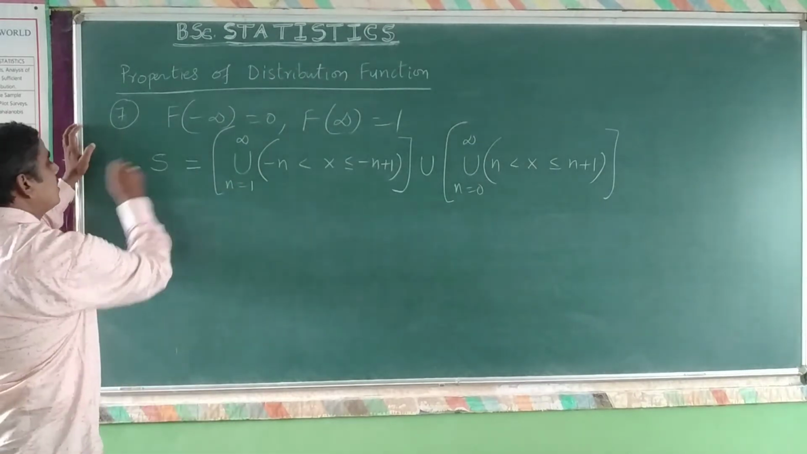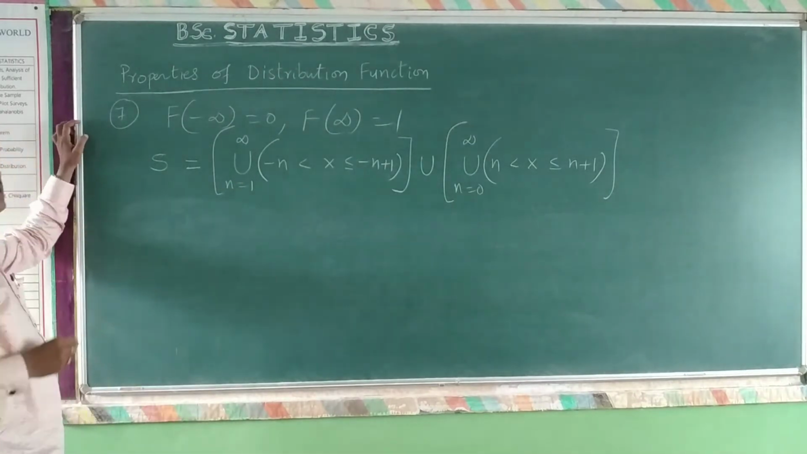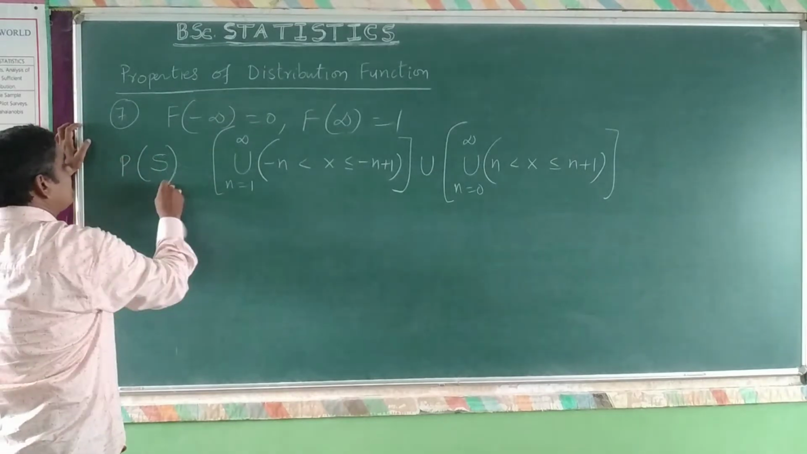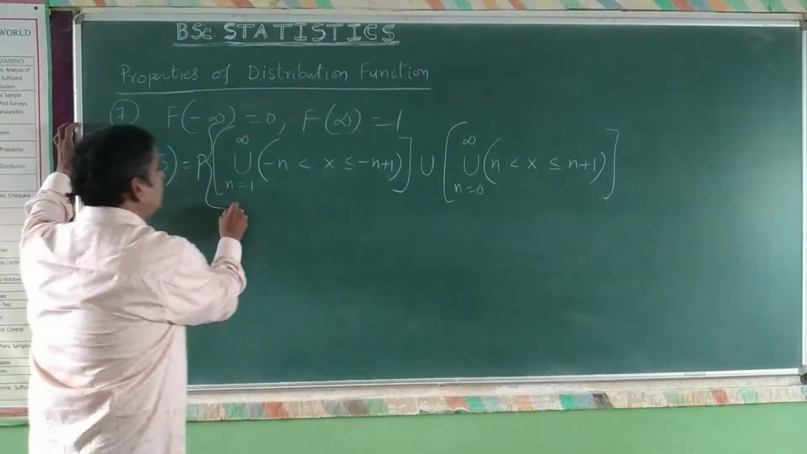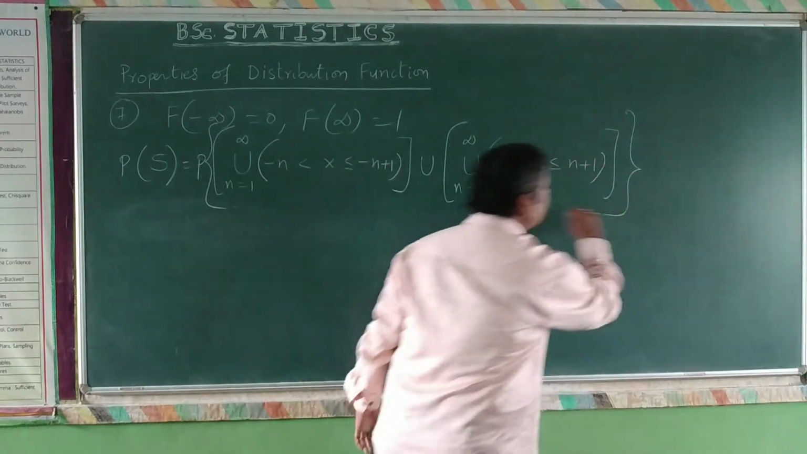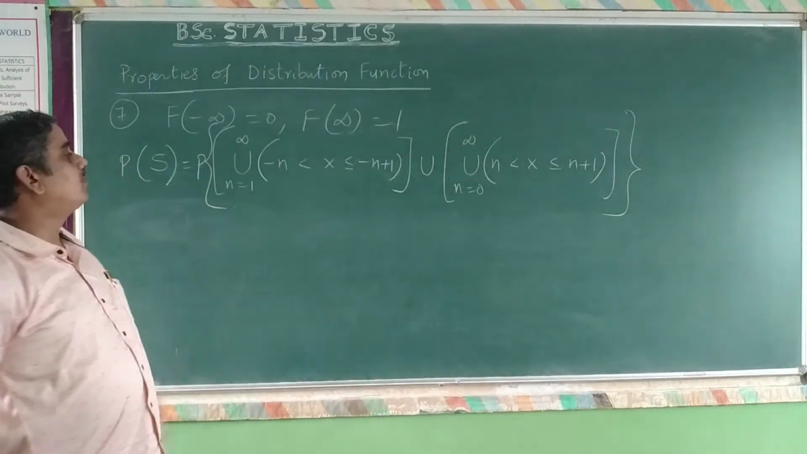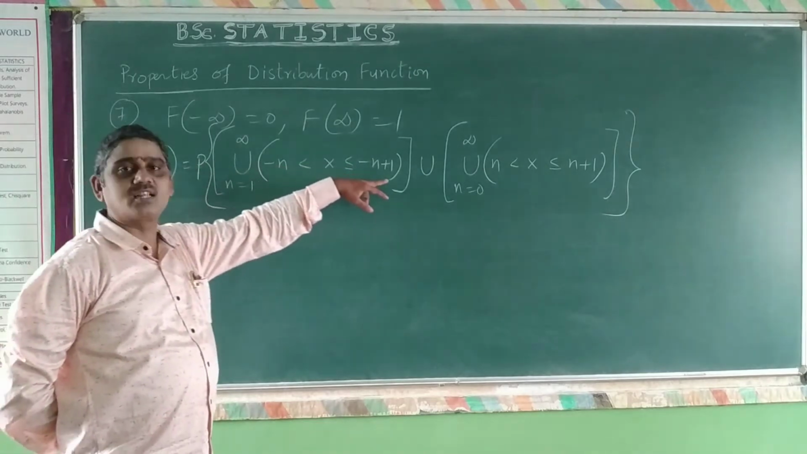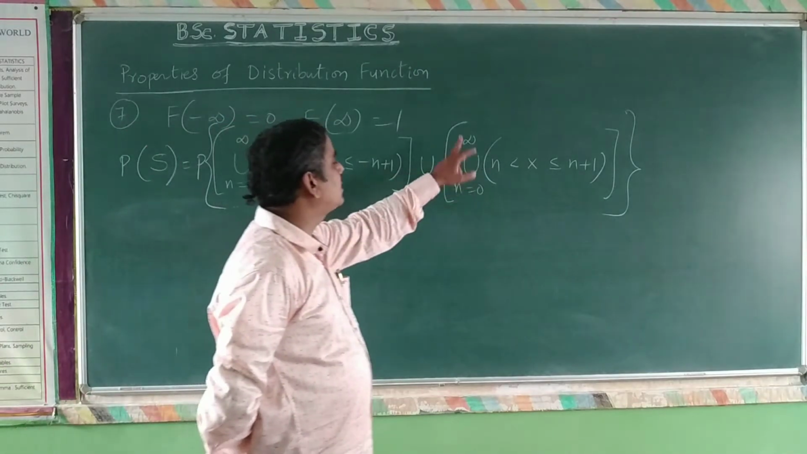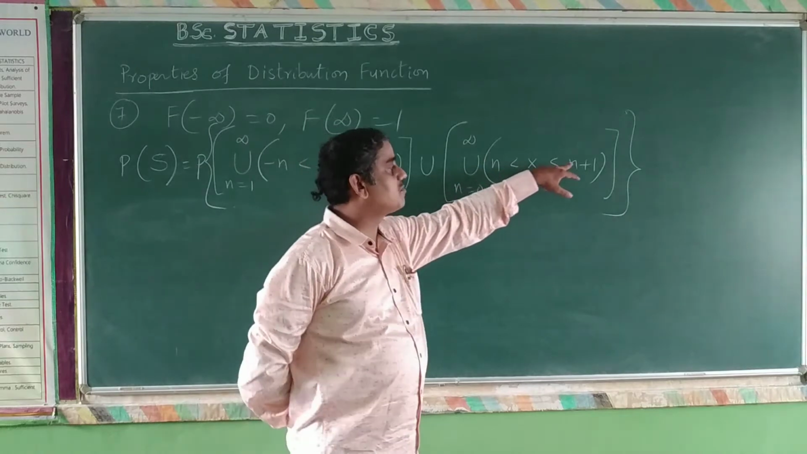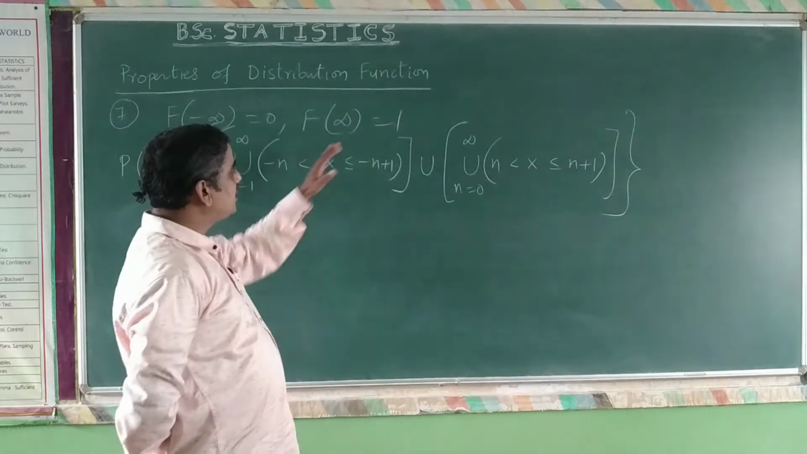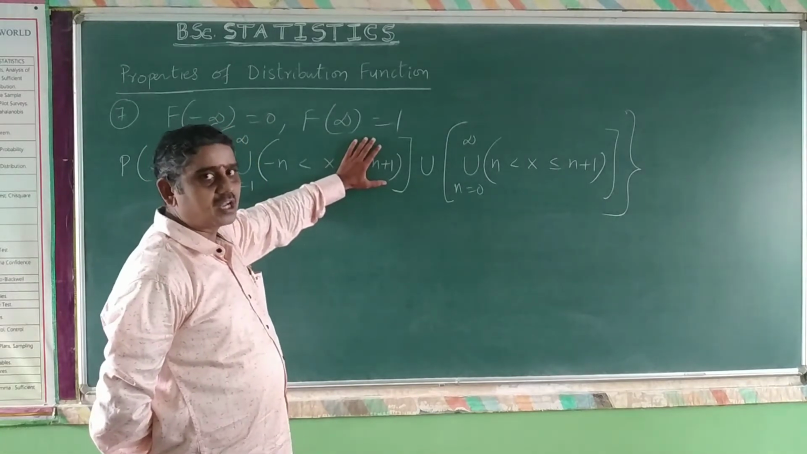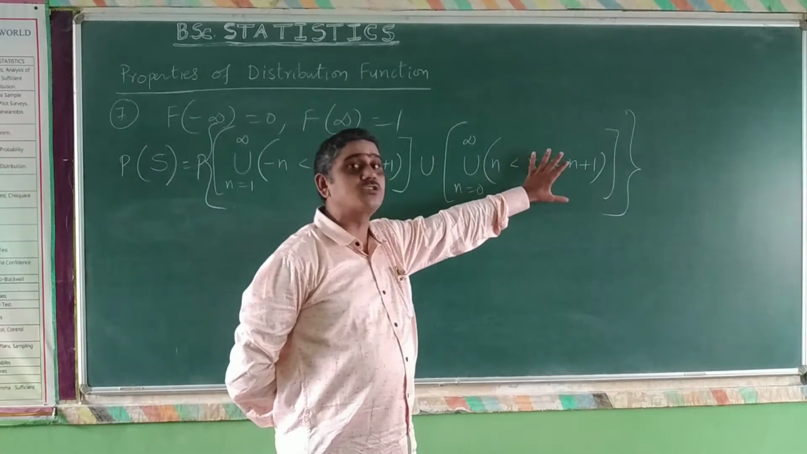It's equivalent. Now I consider probabilities on both sides, right? That is, probability of S is equal to probability of union n equal to 1 to infinity of minus n less than x less than or equal to minus n plus 1, union n equal to 0 to infinity of n less than x less than or equal to n plus 1. So this is one particular disjoint event, and this is another particular disjoint event.